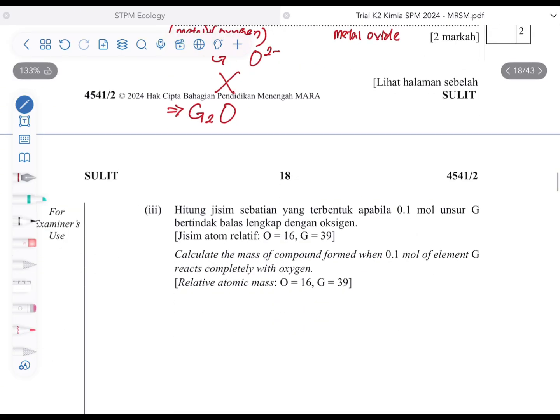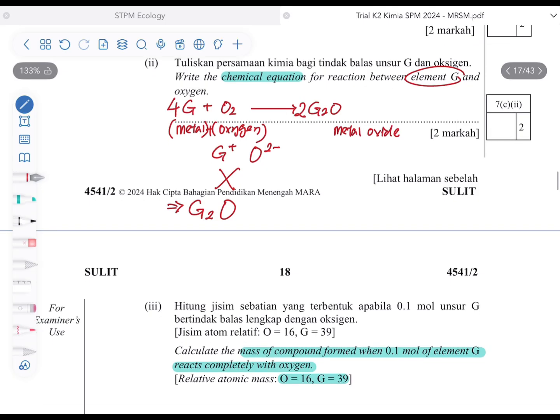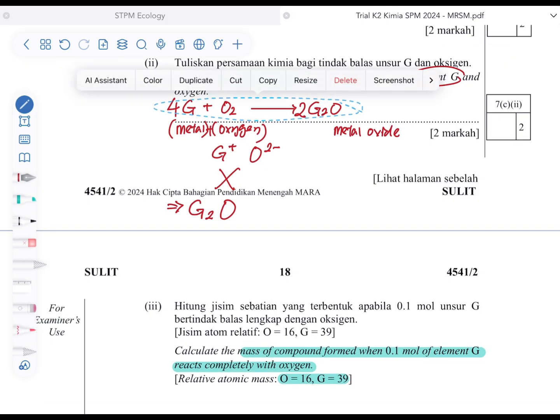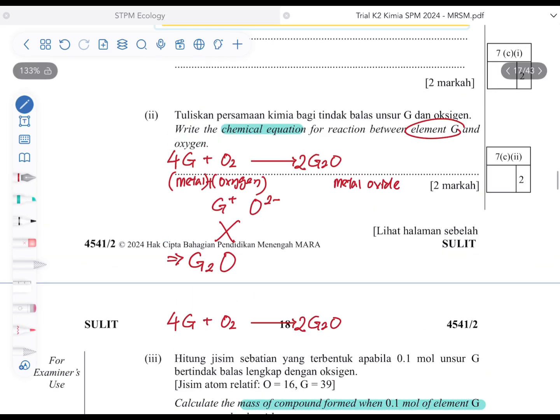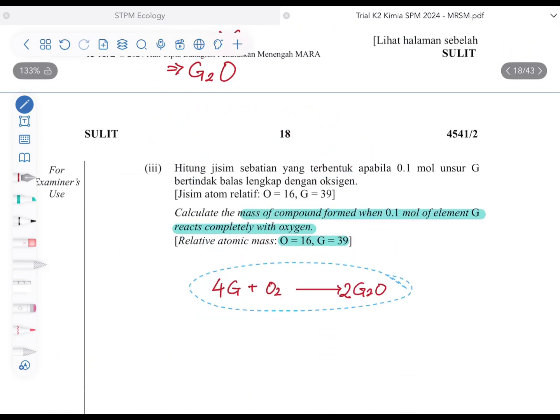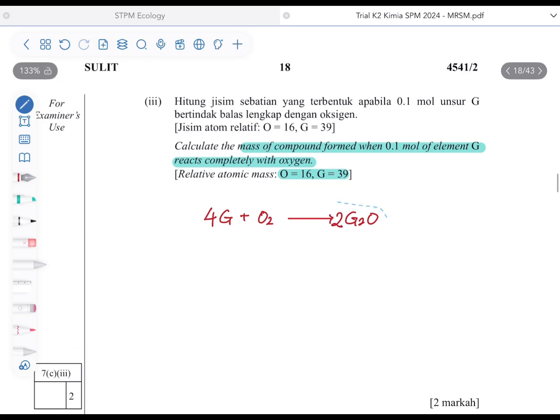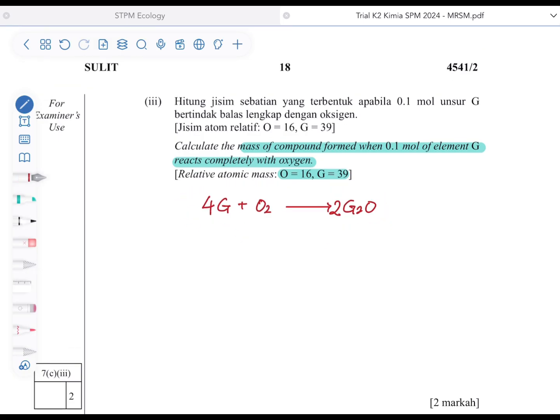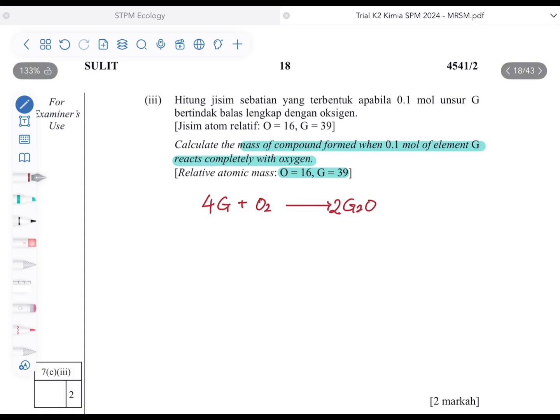The third question: calculate the mass of the compound formed when 0.1 mole of element G reacts completely with oxygen. Relative atomic mass: O is 16, G is 39. The reason why the balanced equation is very important is that once you didn't get the balanced equation in part 2, you cannot calculate this question, and this question is 2 marks. Even though maybe you think never mind, it is not many marks, marks are always very important. Sometimes you are just 1 or 2 marks short of an A, right?